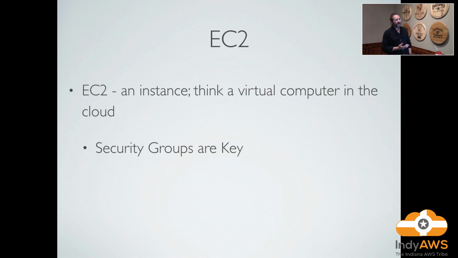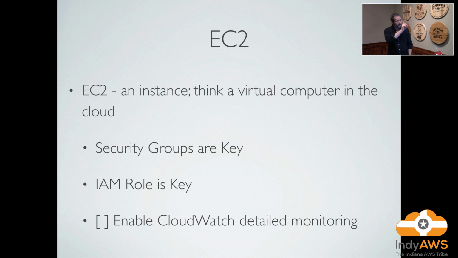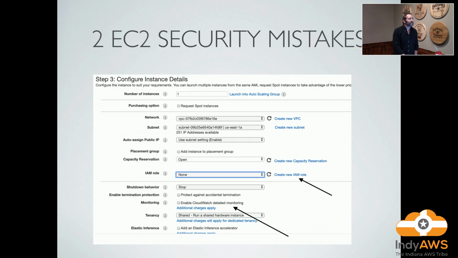So when you think about EC2, there's a couple of things to think about for security. One is the security groups, and these are the firewalls that govern access to and from the machine. Your IAM role is key, and this is the place where AWS does not lock things down by default. Okay, and this is the place where you can get yourself into a lot of trouble. And there's a little checkbox, which I'll show on the next screen, which is Enable CloudWatch Detailed Monitoring, and this is actually really subtle and really important.